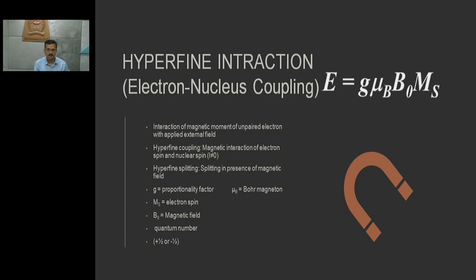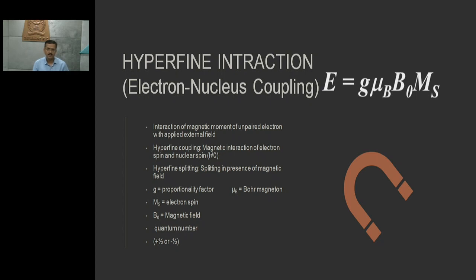So as we saw in the previous PPT, we proceed further to understand how there would be interaction. ESR spectroscopy works with the interaction of the electron's own dipole moment with the applied magnetic field. In the first case, hyperfine interaction, which we call electron-nucleus coupling.